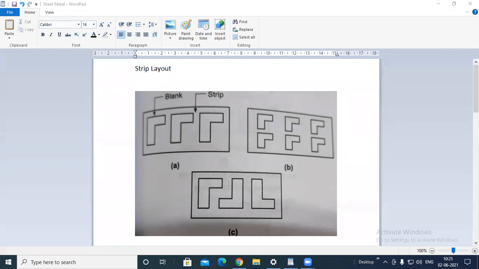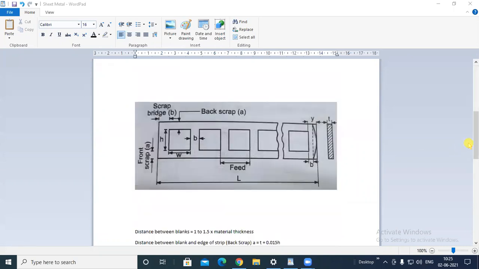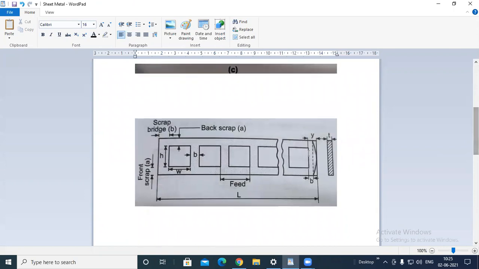So we'll see the different terms used in a strip layout. Here you can see one of the strips. L is nothing but the total length of the strip, or you can say the total length of the sheet metal sheet. And here you can see H and W. This is the rectangular punch.